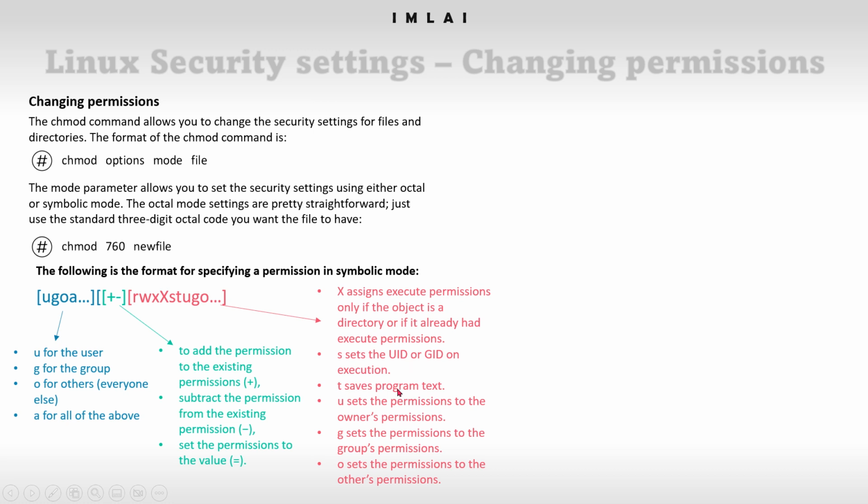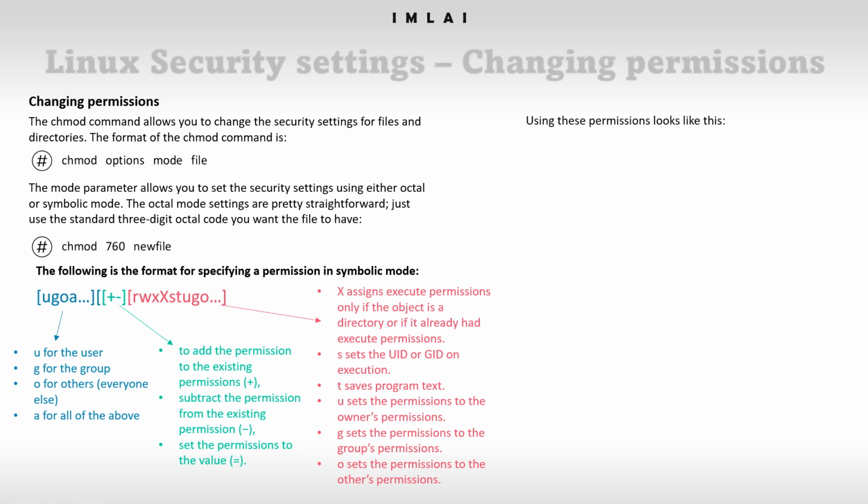T saves the program text. U sets the permission to the owner's permission. G sets the permission to the group's permission. O sets the permission to the other's permission, other than RWX. And here you see U for the user, G for the group, O for the others, A for all of the above. And RWX is anyway common. Other than that, you have additional settings and plus, minus and equal.